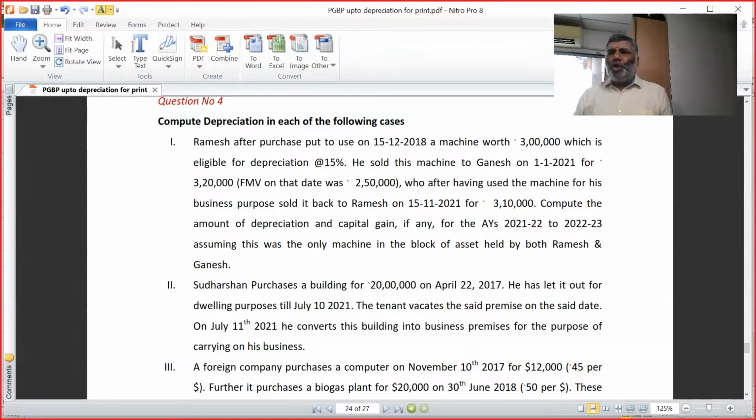I'm looking into question number 4, part 1, on page 24.